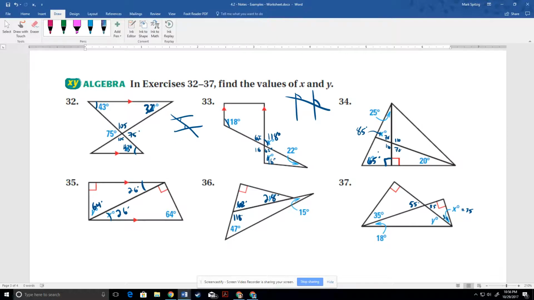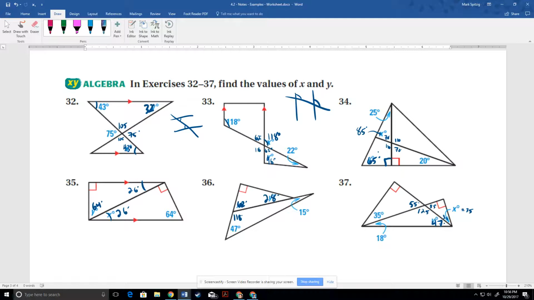And then we know that this right here is 125. And if we have 18 and 125, right, that gives me 143. So 143 and 37, 47, I mean. So y has to be 47.